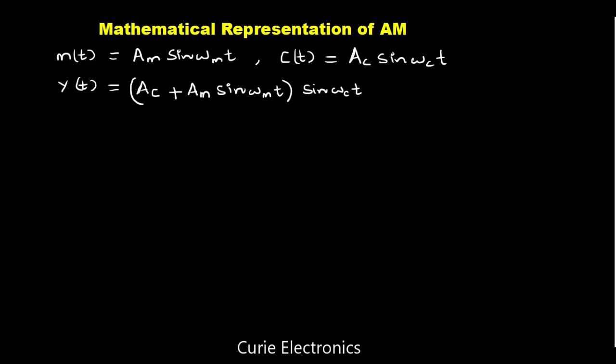This equation we got. Now what do we have to do? We have to simplify this equation. I'll open the bracket. Y of t equals AC sine omega c t plus AM sine omega m t sine omega c t.